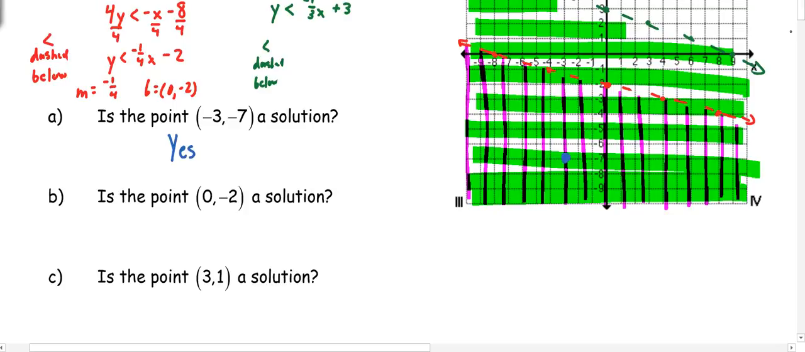The next point to test is 0, negative 2. Well, 0, negative 2 is on a dotted line, so this is not a solution. And then our last point is 3, 1. Well, 3, 1 is only in the green shaded region. It's not in both, so this again is not a solution. Remember, it has to be in both shaded regions of both colors to be a solution.